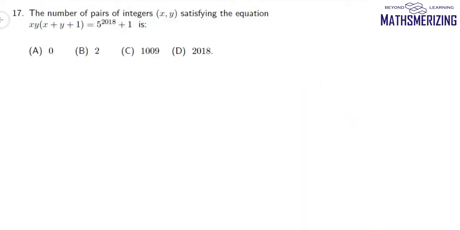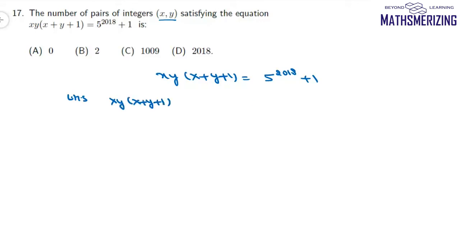Now question number 17, it says find the number of pairs of integers x and y satisfying the equation xy into x plus y plus 1 equals 5 to the power 2018 plus 1. Now we'll consider the left hand side and right hand side separately. So the left hand side is xy into x plus y plus 1 and the right hand side is 5 to the power 2018 plus 1.